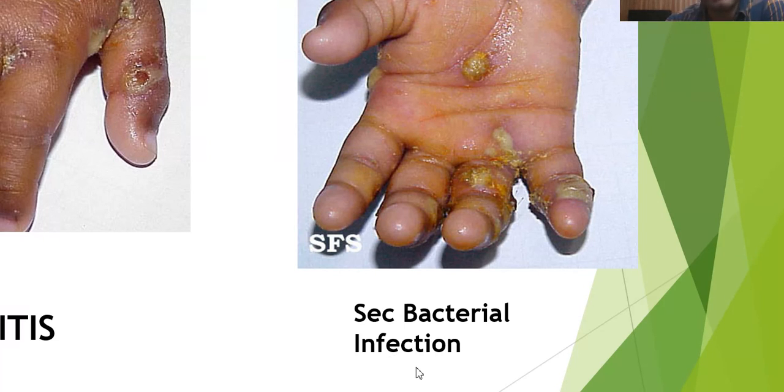So what is the treatment of this infected scabies? In that case, you have to give bacterial cover with oral antibiotics, that is amoxicillin or co-amoxiclav, or a first generation cephalosporin like cefradine, and you also need to apply local topical antibiotics to relieve these symptoms.